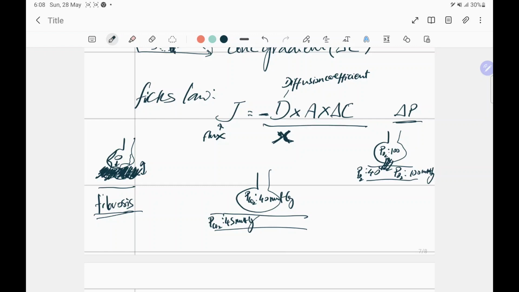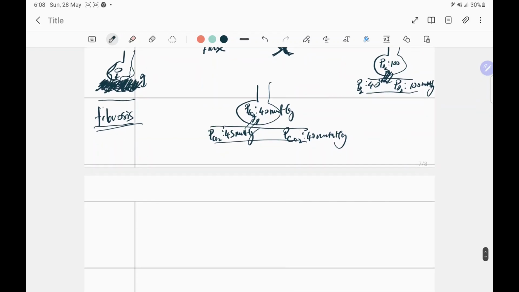And by the time this blood reaches the alveolus, that excess amount of CO2 will go into the alveolus, and now you are left with a PCO2 of 40 millimeters mercury. And this is how it should be. We need CO2 in our biological systems for life. They help in regulating the pH and so on and so forth. They have many important functions, especially pH regulation.